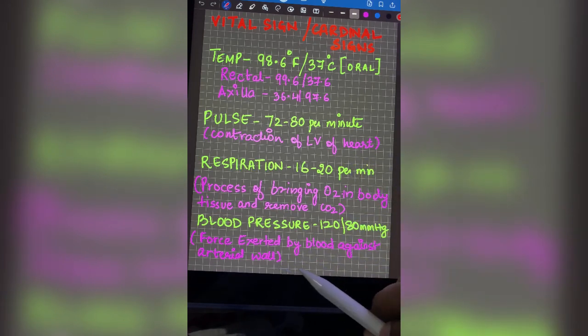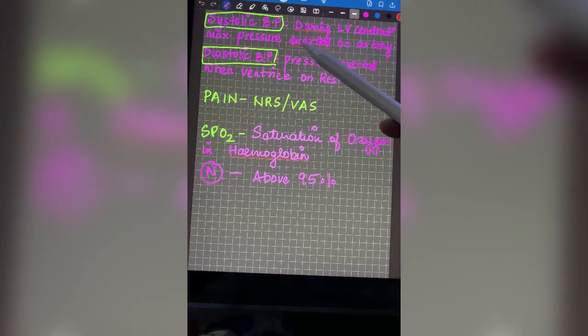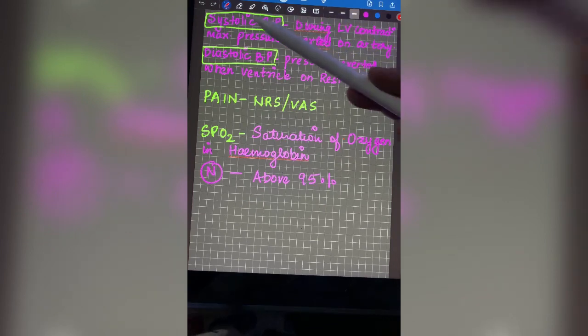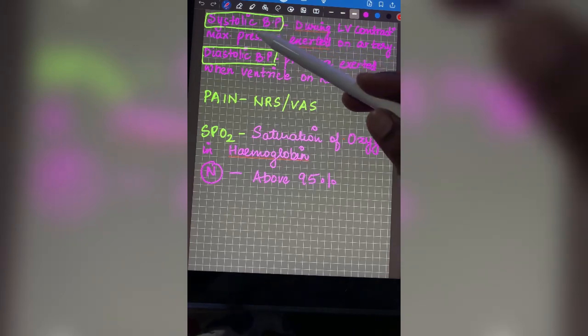If we talk about blood pressure, it is 120 by 80 mmHg, and blood pressure is the force exerted by blood against the arterial wall. Blood pressure has two values, one known as systolic, another known as diastolic. Systolic means during the left ventricular contraction, the maximum pressure exerted on an artery is known as systolic blood pressure.